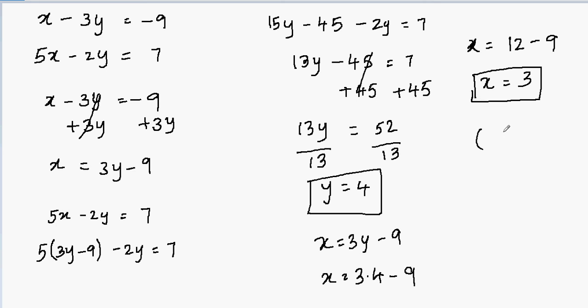And you can write that in ordered pairs. You write x first and then you write the value of y. And you can see that you have one solution to this system of linear equations. You have one solution. So the solution is considered to be consistent and it is also independent. So that's how you solve the system of linear equations by substitution method.